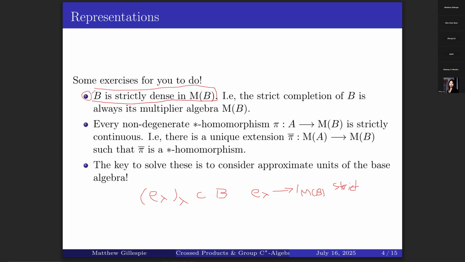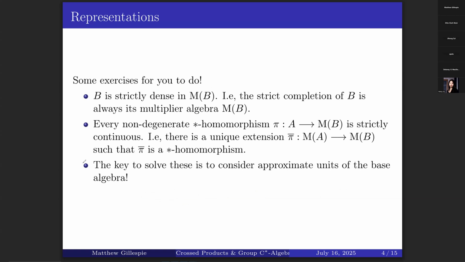And then you want to do a very similar thing in part B, and then use this non-degeneracy condition to verify that you can always extend homomorphisms of this form to multiplier algebras. Any questions so far?